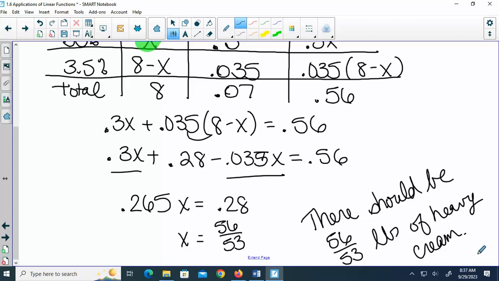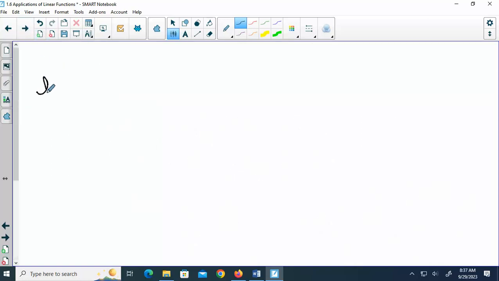Any questions? We're going to stop here today. So the handout from yesterday, we did 1 through 4. I want you to do 5 through 7 for Monday.